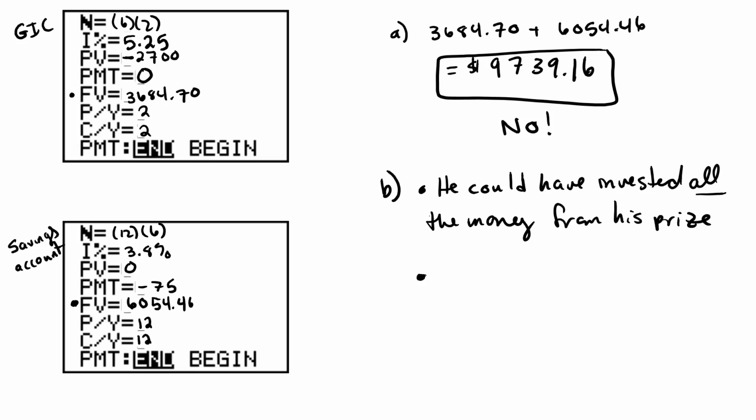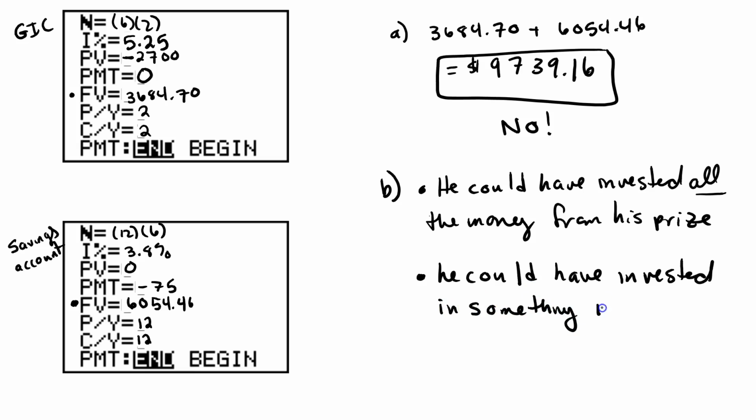So he could have invested in something more aggressive or more risky. That would potentially get him more money. It could potentially lose him money, but he potentially could make more money in the long run.